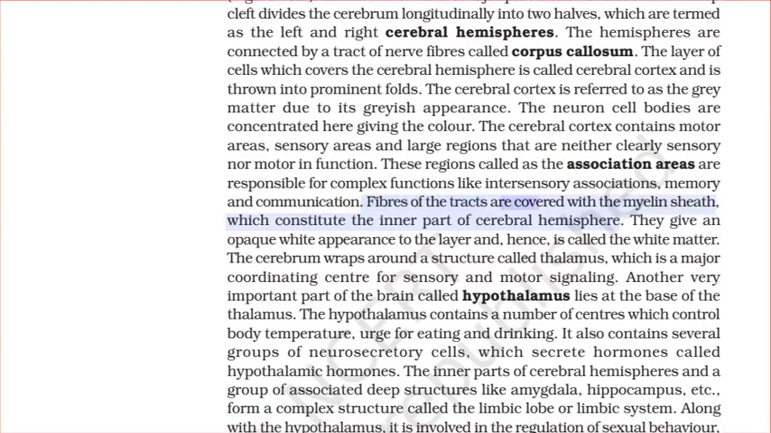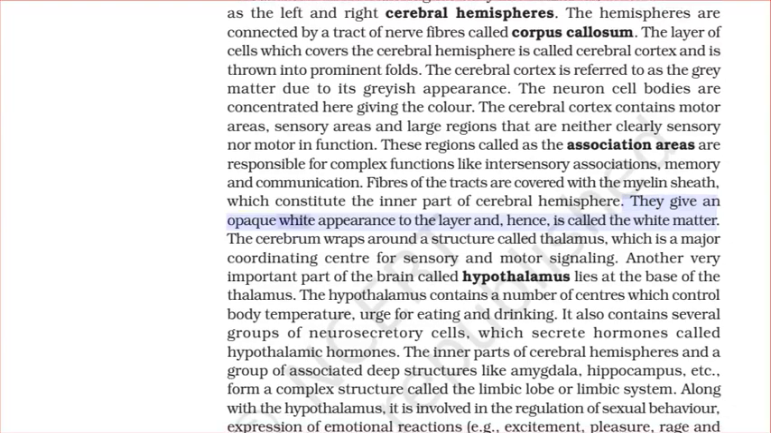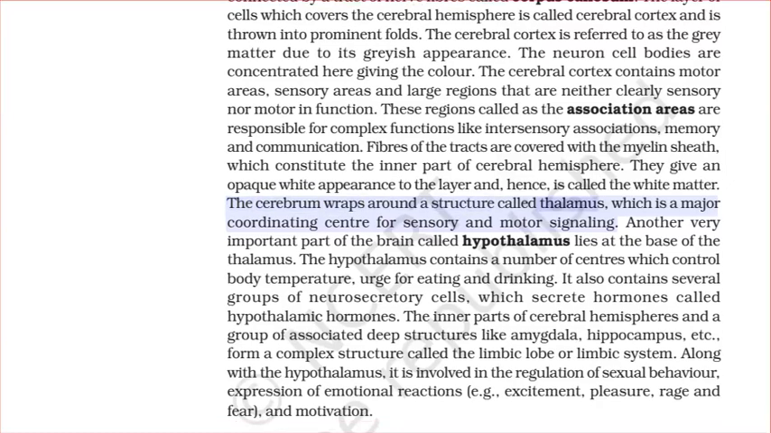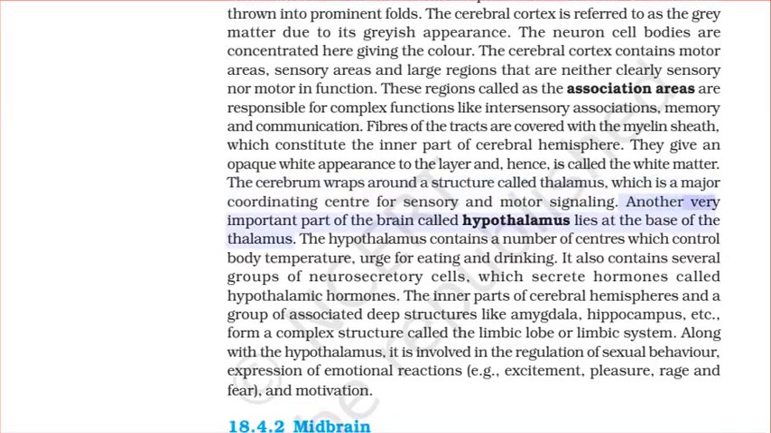Fibers of the tracts are covered with the myelin sheath, which constitute the inner part of cerebral hemisphere. They give an opaque white appearance to the layer, and hence it is called the white matter. The cerebrum wraps around a structure called thalamus, which is a major coordinating center for sensory and motor signaling. Another very important part of the brain, called hypothalamus, lies at the base of the thalamus.